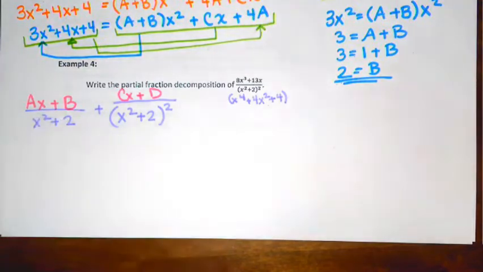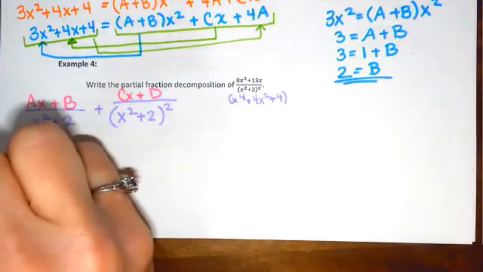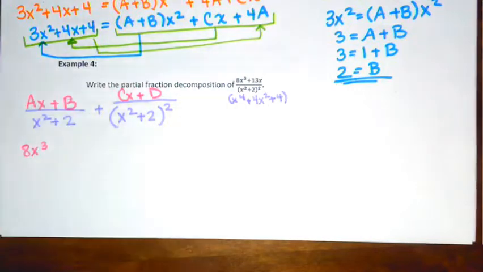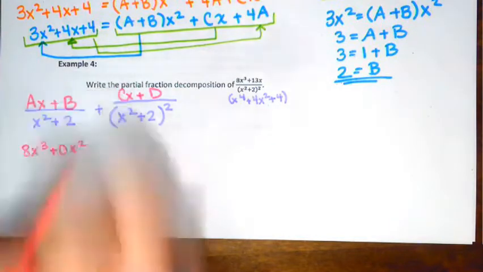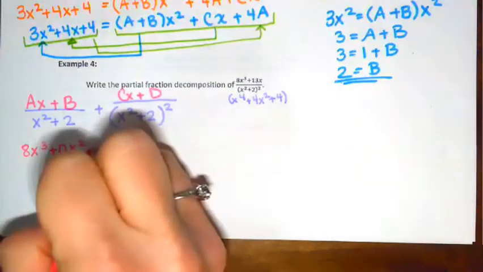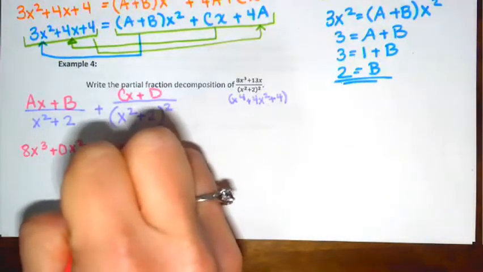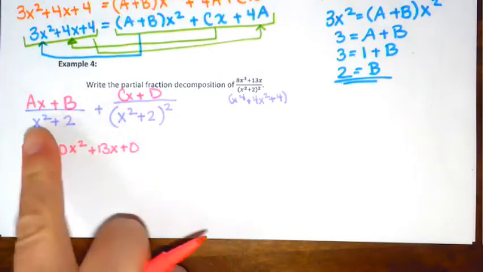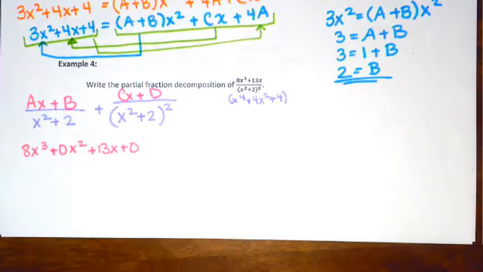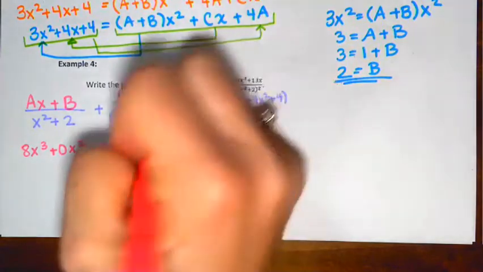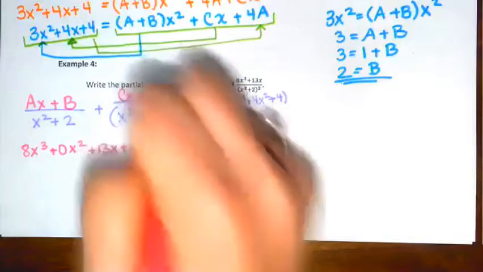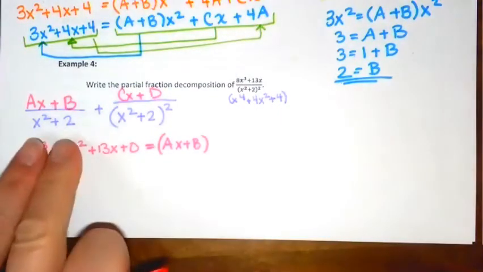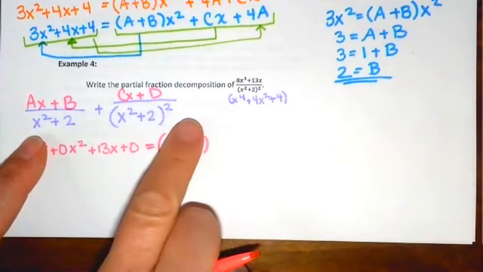All right, so now we know the top has to equal 8x cubed. And I'm going to put in missing variables for us. So would it be okay if I wrote this as 0x squared plus 13x plus 0, just because we didn't have x squared in my numerator? Equal. Now, we're going to take this ax plus b, and we need to multiply by its common denominator, right? We already have x squared plus 2 once, but we actually need it how many times?